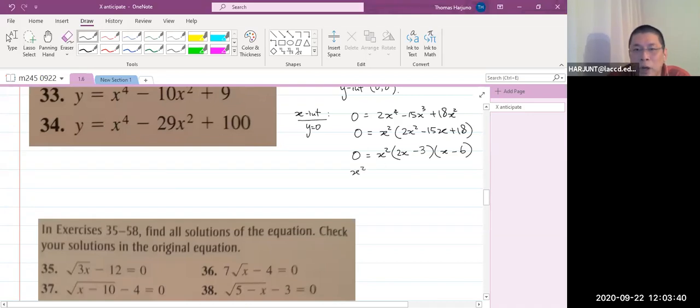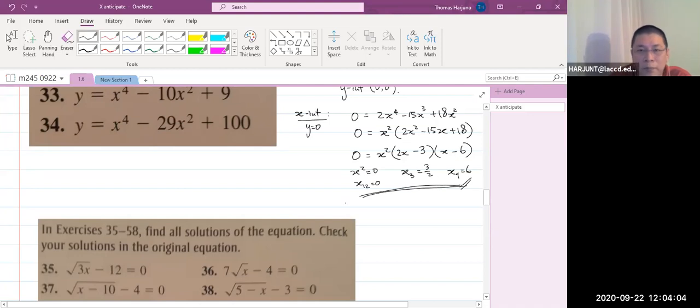So x squared equals 0, which means x1 and x2 equal 0. x3 is 3 halves. x4 is 6. There are 4 solutions supposed to be because it's degree 4. So x1, x2 are both 0, x3 is 3 halves, and x4 is 6.